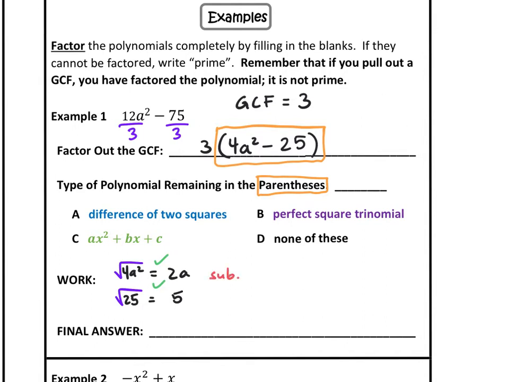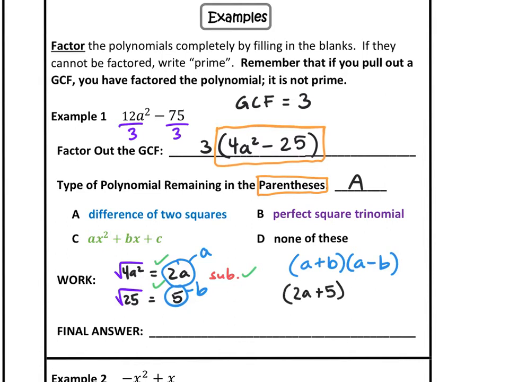Is there subtraction happening? Yes. So then we got an A situation. It's a difference of 2 squares. And remember, this is like my A, and this is like my B. So I'm going to do A plus B times A minus B. And so it's going to be 2A plus 5 and 2A minus 5.